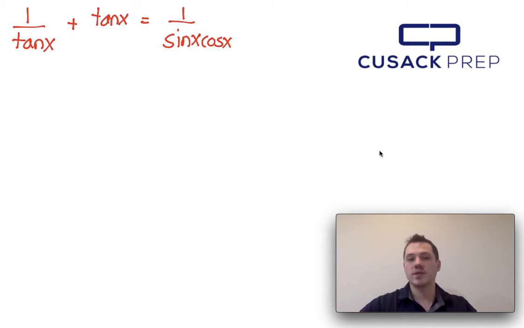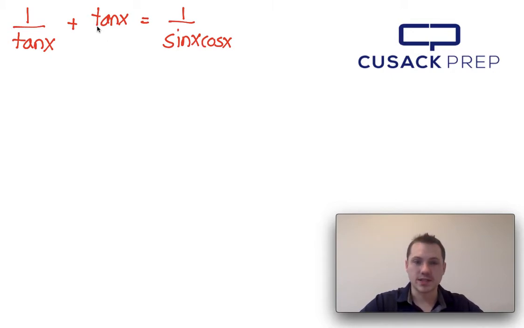So here we have the trig identity 1 over tangent of x plus tangent of x is equal to 1 over sine of x. Now how can we solve this identity? Well, first when I look at this, I notice two things. I notice the left side is a little bit more complicated, and the reason we know the left side is complicated is because it has two separate terms, and it also has tangent. The right side has sine and cosine, and it's only one term. So I'm going to go ahead and choose to work from the left-hand side.